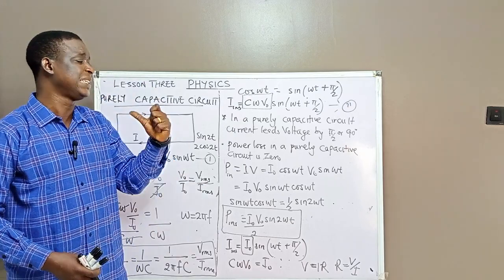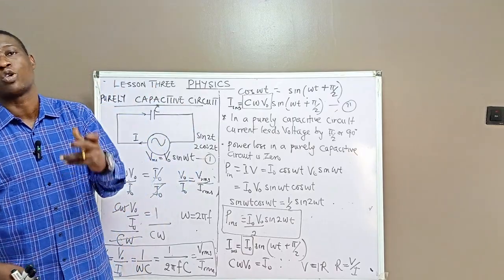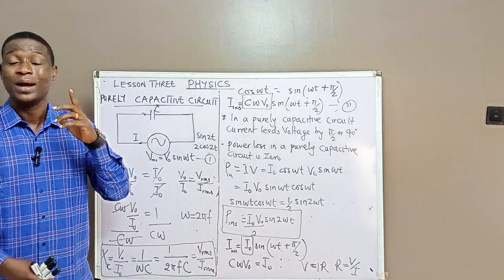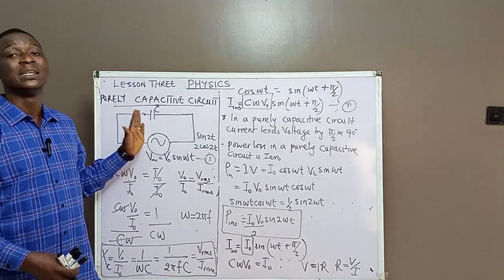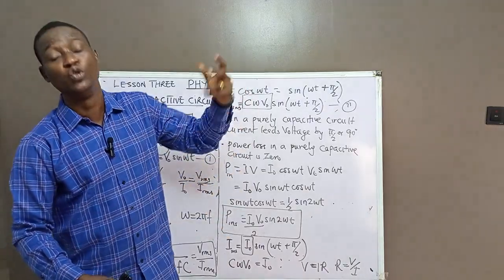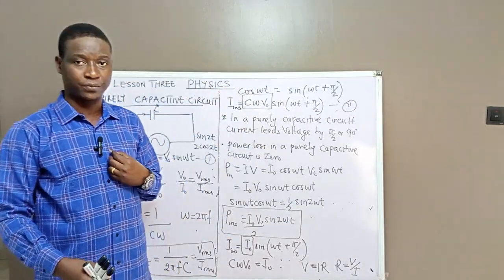Now, in a capacitive circuit, they store what they call electrical energy. I didn't state it on the board. So electrical energy is being stored in this kind of circuit, because when they store charges, the charges will not be used for electrical purposes.